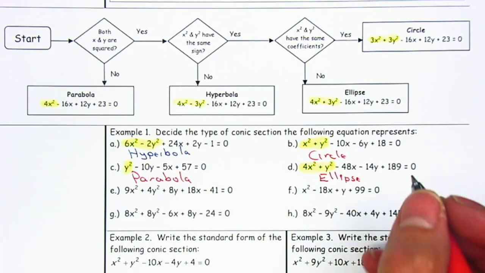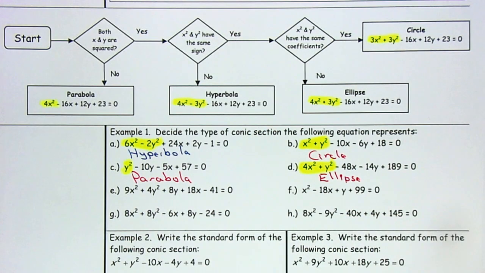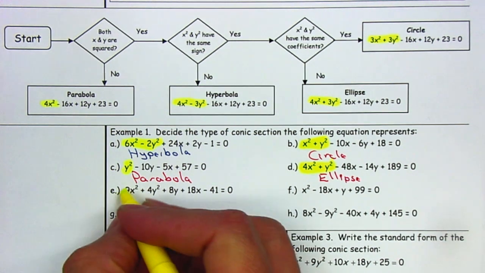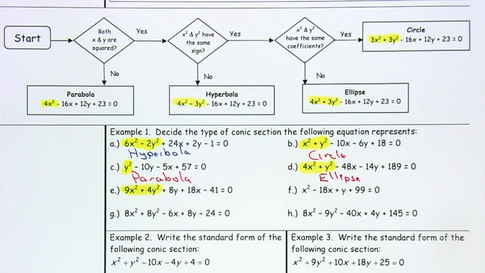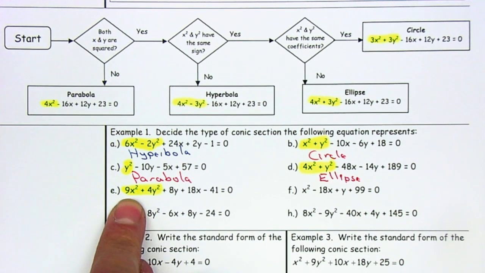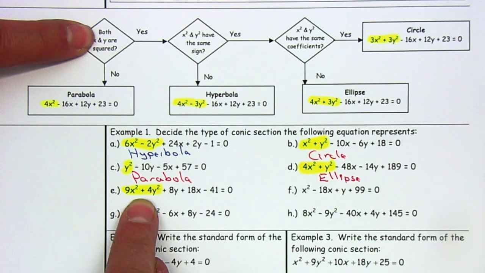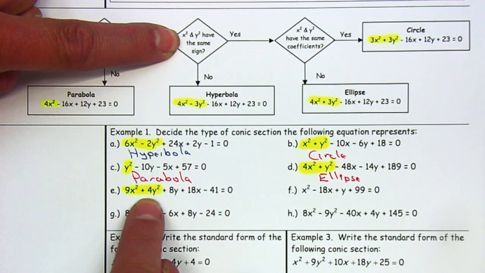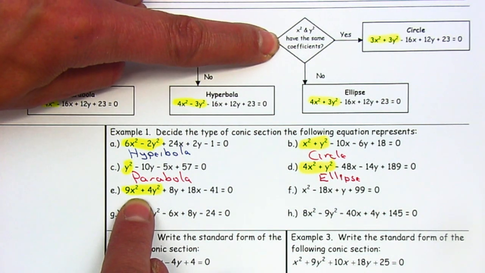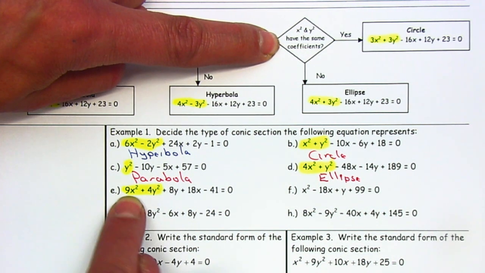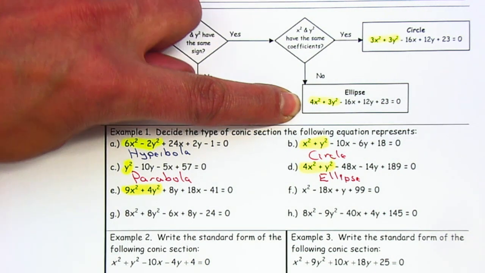Letter E. Are they both squared? Yes. Do they have the same sign? They both are positive, so yes. Do they have the same coefficient? No, this is a 9 and this is a 4, so this is an ellipse as well.